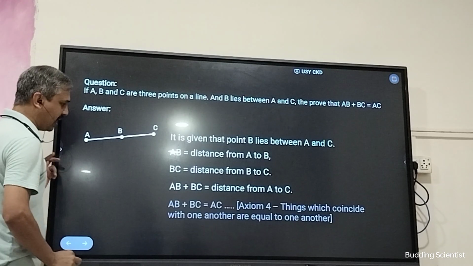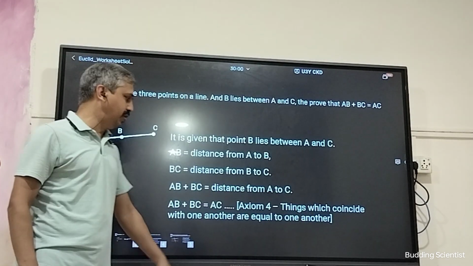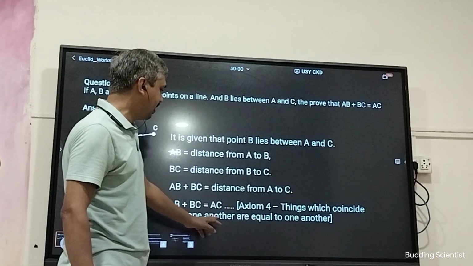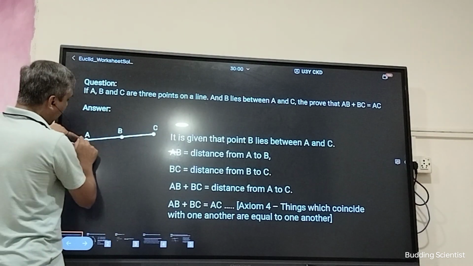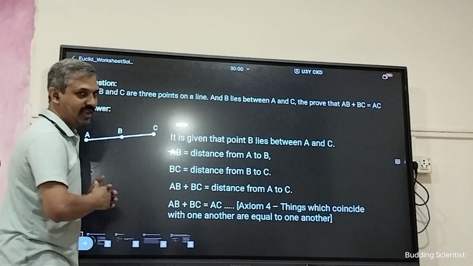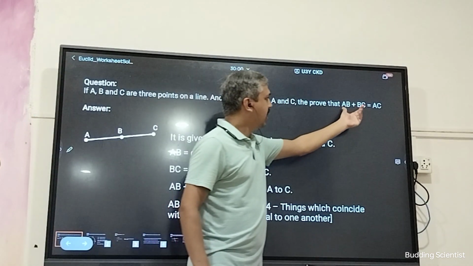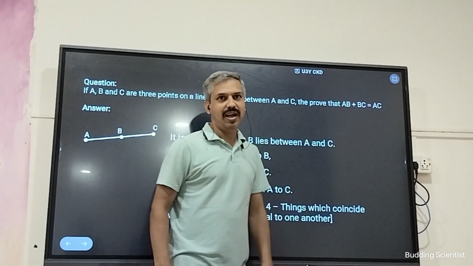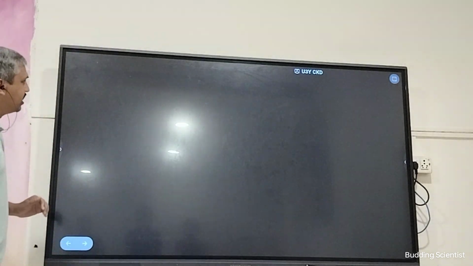So we can say that AB plus BC is equal to AC because it is based on axiom 4, which says that the things which coincide with one another are equal to one another. So AB plus BC actually coincides with AC. And because they coincide, AB and BC together are equal to AC. And this is what we have as the first question. Let's see the next one.